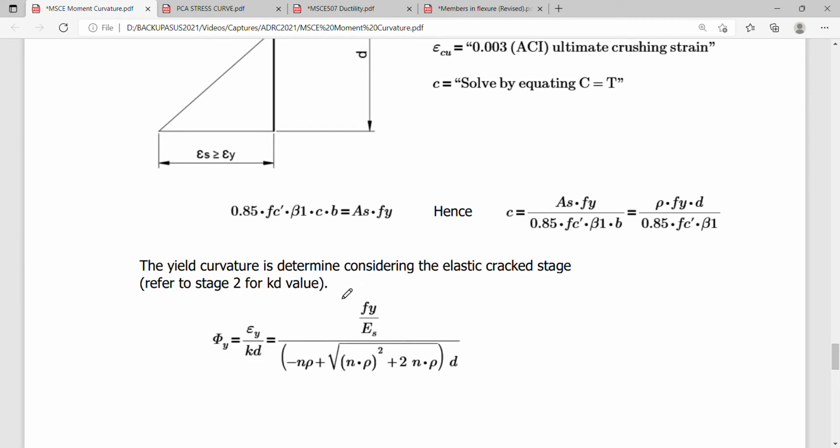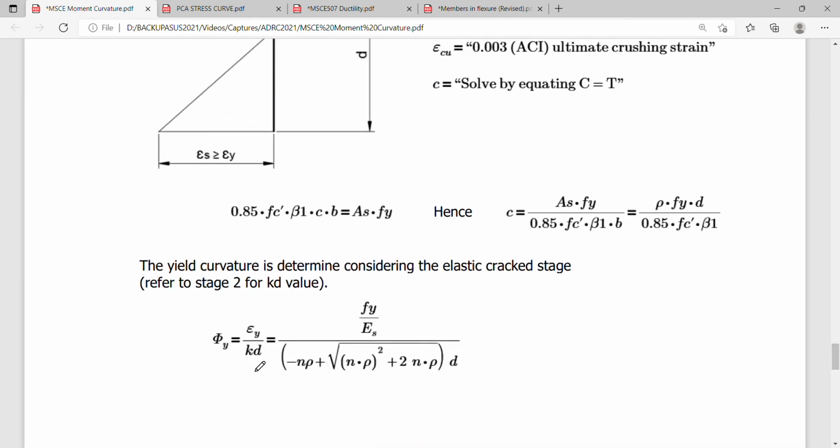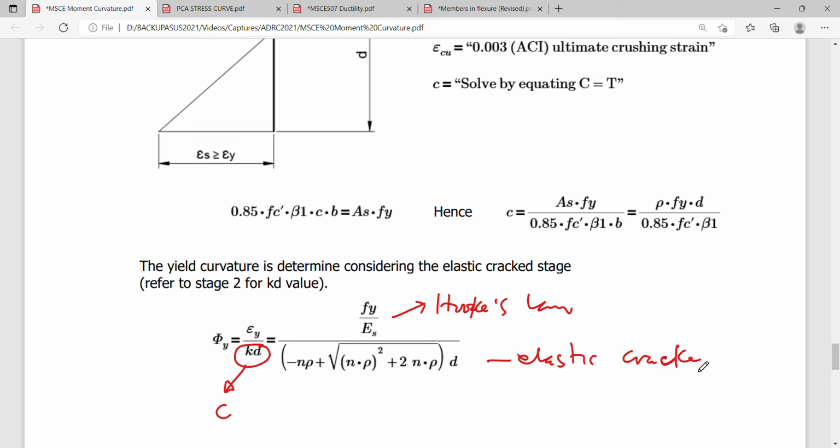So, while the yield curvature is simply epsilon y over C pa rin, ano? Kaya lang yung C na to, dahil nandun tayo sa verge ng yield, parang WSD pa lang tayo, magkakaroon ka ng KD term dito. Ito yung C mo, no? Okay? At yung epsilon y mo, alam mo na Fy over Es by Hooke's law. No? So, this is simply Hooke's law. Okay? And this KD is simply, what is this side here? This is the elastic crack section. Kung ayaw mong gamitin yung formula na to, you can use what? You can use transformed area method. Parehas lang yan, no? Yung dinerive natin.